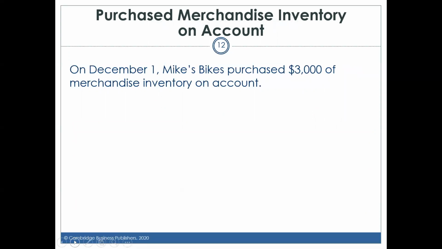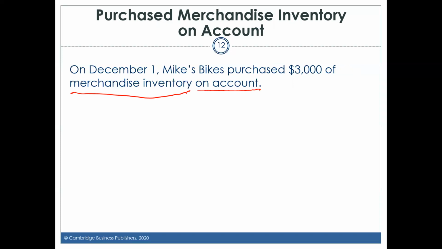The next transaction that happens at Mike's Bikes is on December 1st, Mike's Bikes purchases 3,000 of merchandise inventory on account. In other words, they buy some bikes for $3,000. But the key phrase here is they don't purchase $3,000 worth of bikes with cash, they do it on account. So the two accounts involved, cash isn't involved. The two accounts involved are merchandise inventory, which represents the dollar value of the bikes that they just got. So they get $3,000 worth of bikes, merchandise inventory.